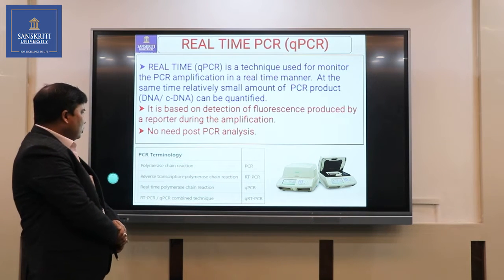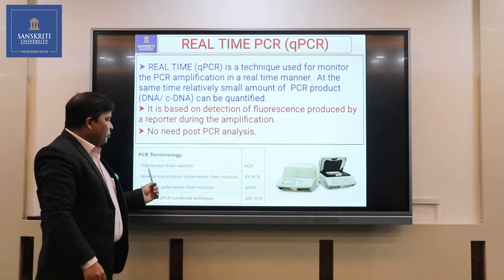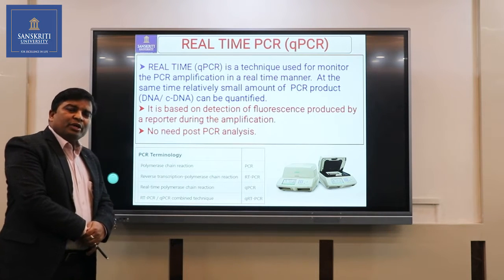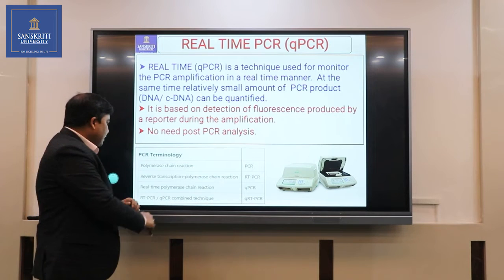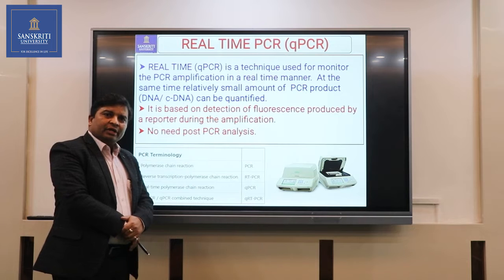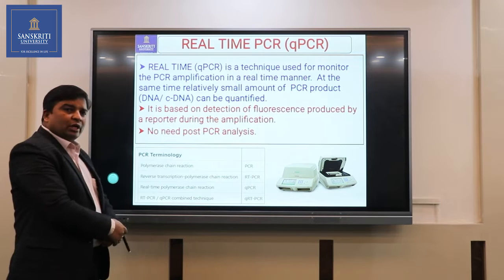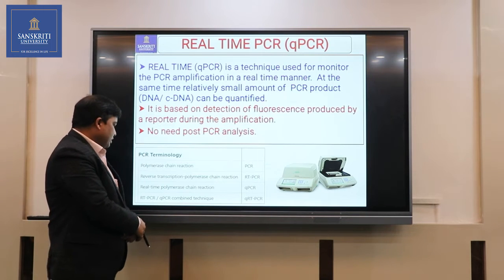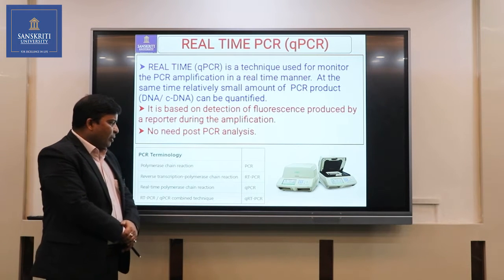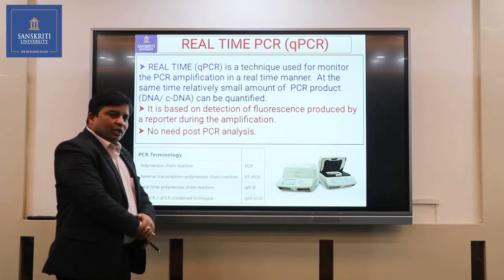Now we know about the different PCR terminology we are using. First is polymerase chain reaction, abbreviated as PCR. Second is reverse transcription polymerase chain reaction, abbreviated as RT-PCR. Third is real-time polymerase chain reaction, abbreviated as qPCR. And fourth is the RT-PCR and qPCR combined technique, abbreviated as QRT-PCR.